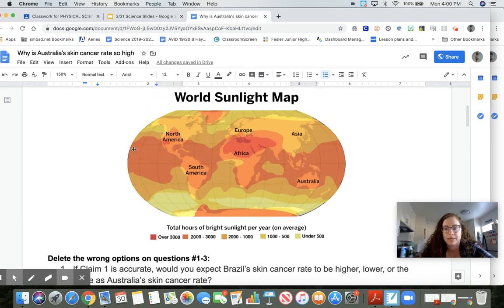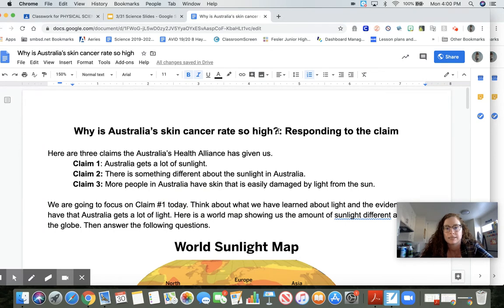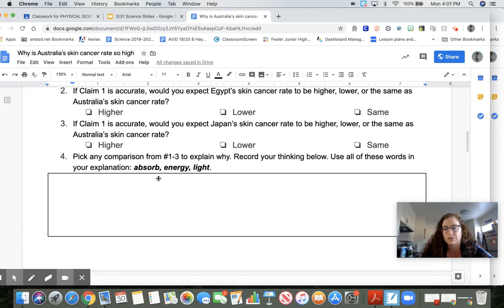So we're just using this map to answer those 3 questions. Then for number 4, I want you to pick any comparison: Brazil and Australia, Egypt and Australia, or Japan and Australia. And I want you to explain. This is where you write a really good explanation. Make sure you're using our vocabulary: absorb, energy, and light. Make sure you're explaining the question, why is Australia's skin cancer rate so high? You might want to explain the claim, claim 1. All of that goes into this answer in this box.